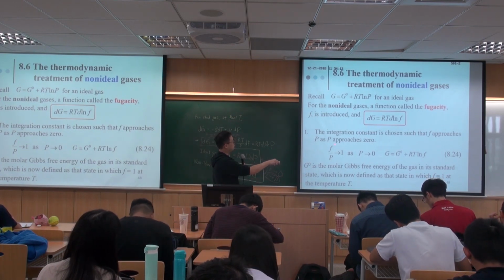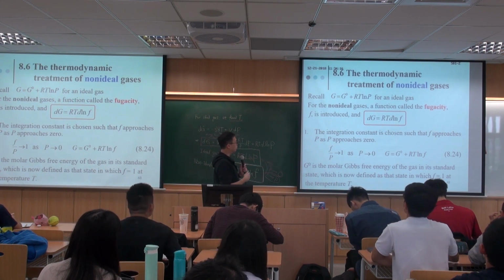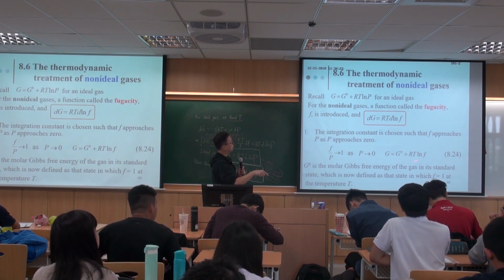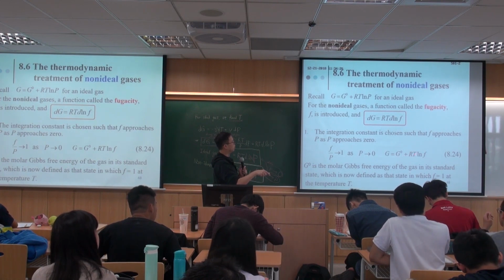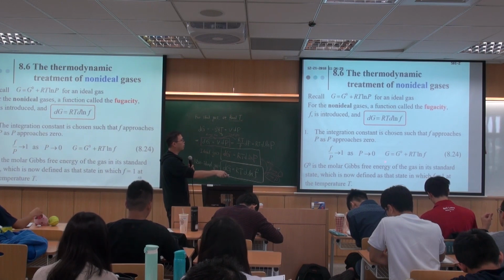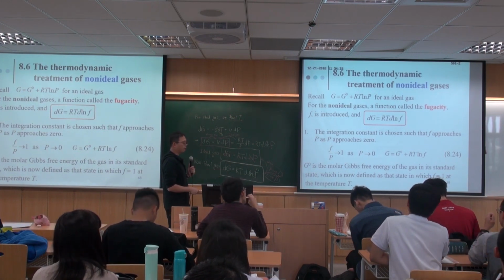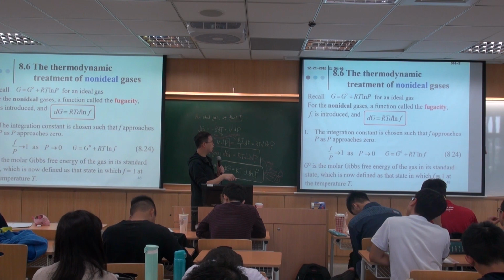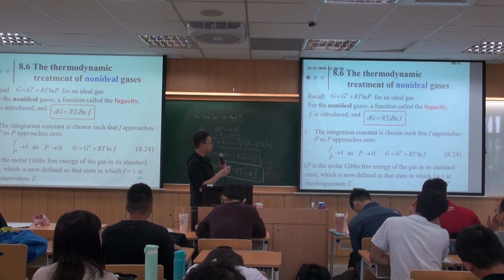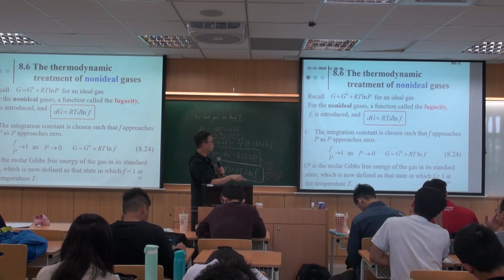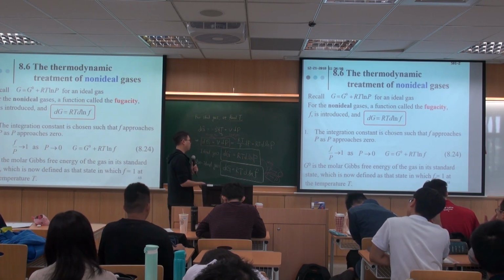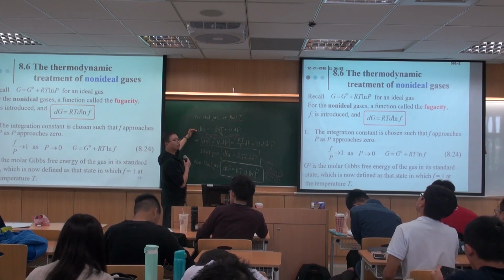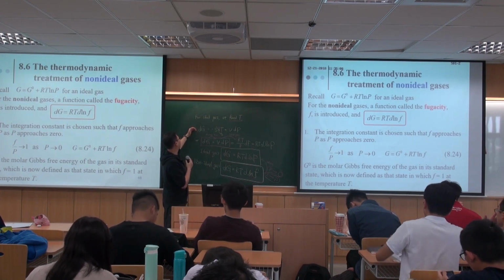So this is what this is about. The fugacity will be close to pressure when the pressure is close to zero. And in that case, the Gibbs free energy, delta G, is calculated by this G0 plus RT log F. And the G0 represents the Gibbs free energy for F equals 1. So G0 is the molar Gibbs free energy of the gas in its standard state. In this context, it is defined as the state in which F is 1 at a certain temperature T. So all these are from this equation. That's the reason why I stated in chapter 7 that this is important.